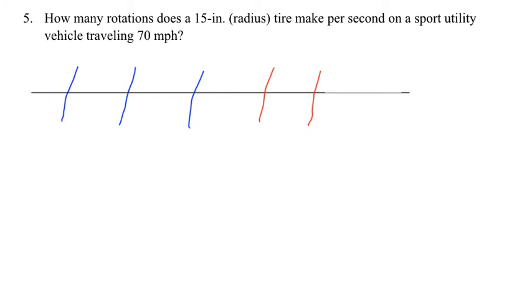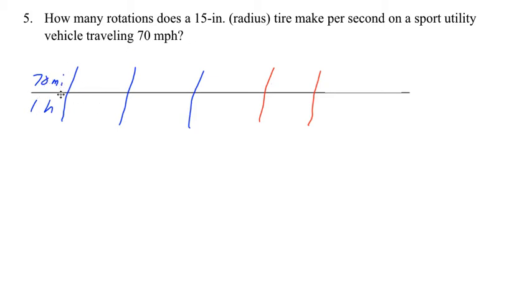All right, this is our last problem for your notes. How many rotations does a 15-inch radius tire make per second on a sport utility vehicle if it's traveling at 70 miles per hour? So this is kind of a fun problem. It's basically just doing an analysis of changing your units. So we're going to start with our 70 miles per hour. So we go 70 miles in 1 hour, and we want to convert that to seconds.